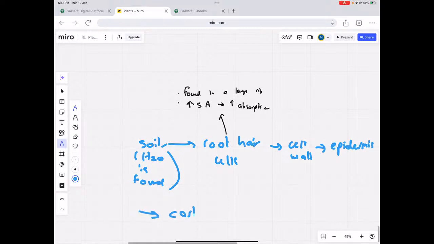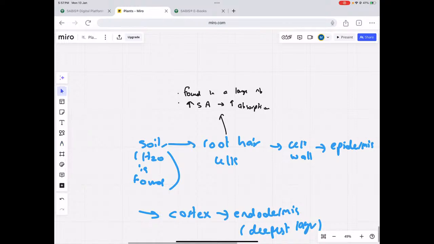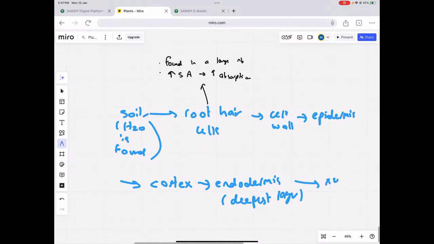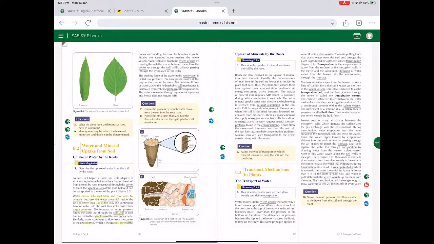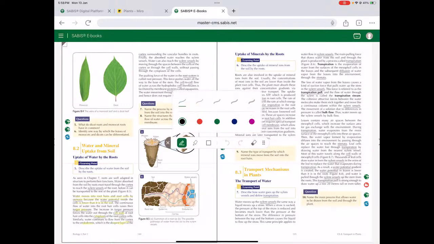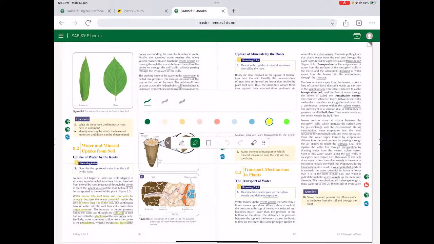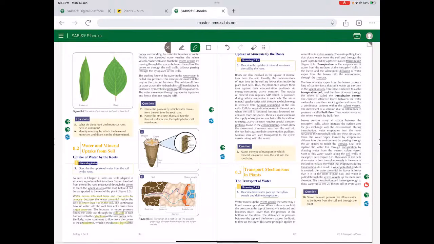Then we have the cortex. Then in the cortex, we have the endodermis. And what's important to know about the endodermis is that it is the deepest layer. And then after it passes the endodermis, it will reach the xylem. And now the xylem can transport it upward to the other parts of the plant. Okay, so what you also have to know is that pushing force, what do we call it? This pushing force is called the root pressure.